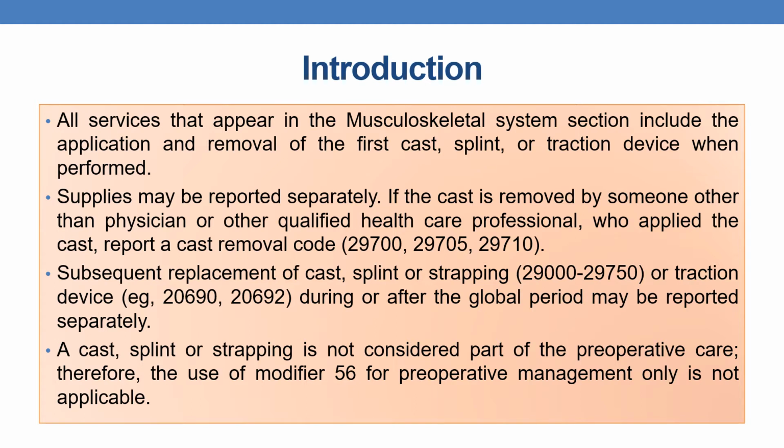All services that appear in the musculoskeletal system section include the application and removal of the first cast, splint or traction device whenever performed. Supplies may be reported separately. If the cast is removed by some other physician or other qualified healthcare professional than the one who applied the cast, report a cast removal code separately.